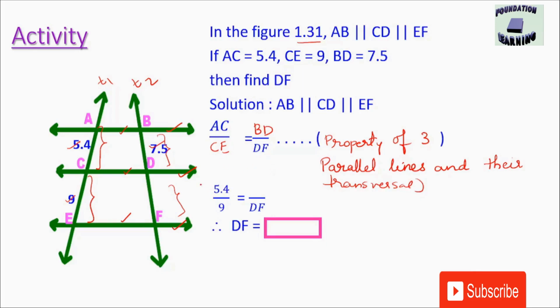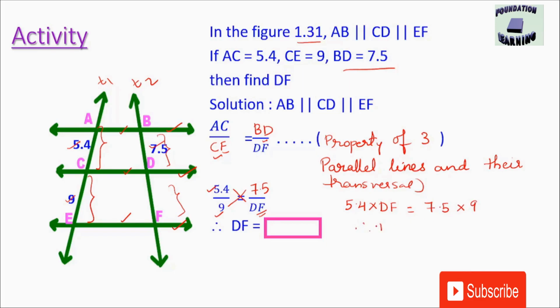Now what is the value of AC? The value of AC is 5.4. The value of CE is 9. What is the value of BD? The value of BD is 7.5. Now we have to find DF. So in order to find DF, we have to solve it. How do we solve it? Cross multiply, right? And then what will you write? 5.4 into DF is equal to 7.5 into 9.